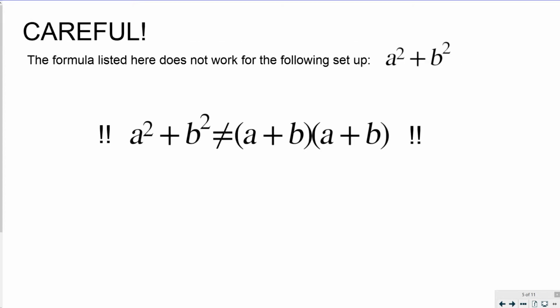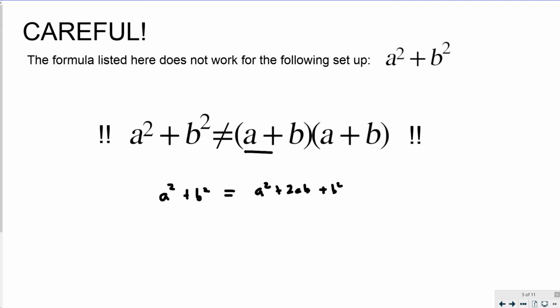So be careful though. The formula listed here does not work for the following setup, a squared plus b squared. It is not true that a squared plus b squared equals a plus b times a plus b. If you were to actually FOIL this out, it will turn into a squared plus 2ab plus b squared.